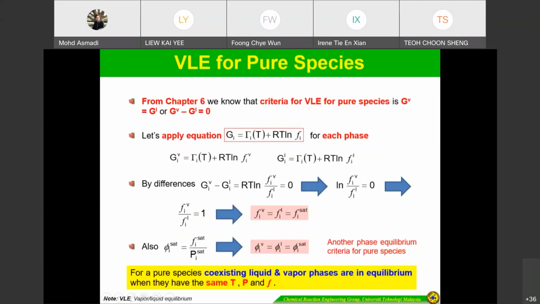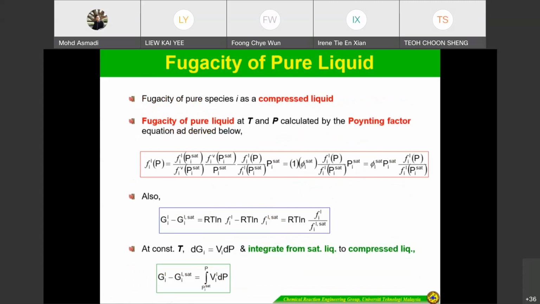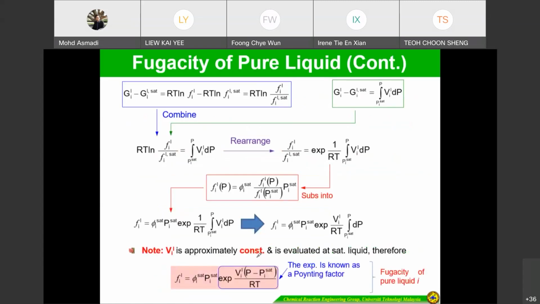That one is for the vapor or the gas. How about for the liquid? We use the Poynting factor, if we consider that the pure liquid is a compressed liquid. So we use the Poynting factor equation. This is just derivation. So you use this one, please highlight this one. You need Pi saturated, and this is the fugacity for the pure liquid. So you need this one for the liquid. Please remember, the previous one is for the vapor and this one is for the liquid.